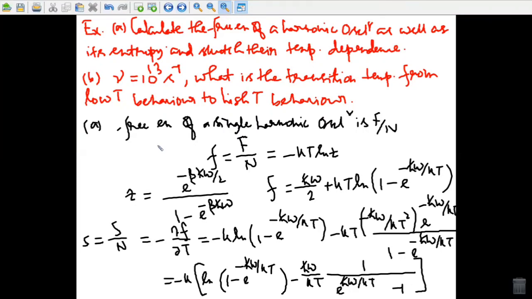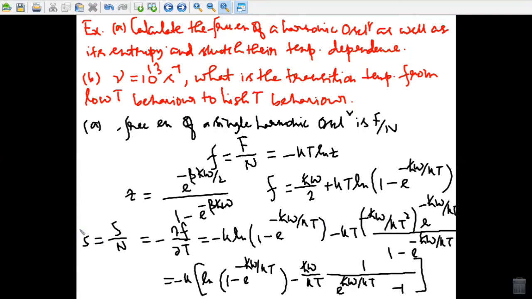So the free energy of a single harmonic oscillator is nothing but the Helmholtz free energy divided by the number of oscillators. That is, small f for a single harmonic oscillator is F by N, which is minus kT ln small z, where small z is the partition function, which can be written as e to the power minus beta h cut omega divided by 2, divided by 1 minus e to the power minus beta h cut omega. And hence small f is equal to h cut omega by 2 plus kT ln of 1 minus e to the power minus h cut omega by kT.